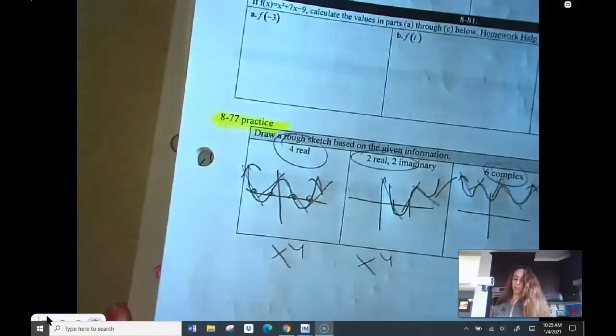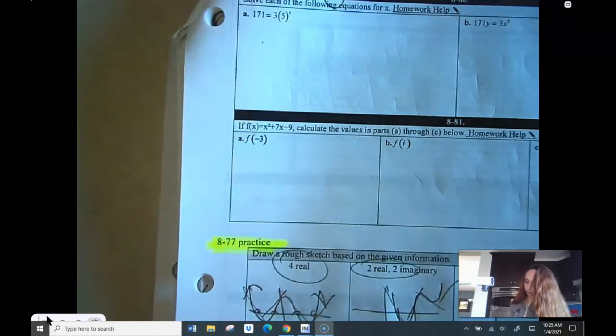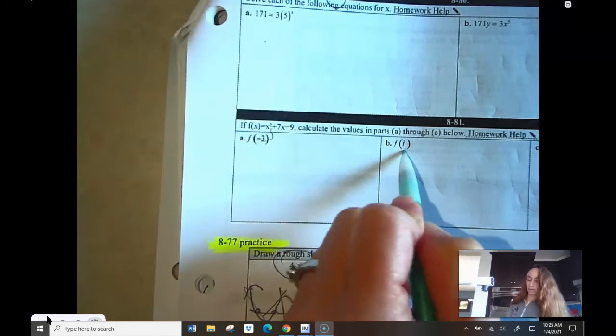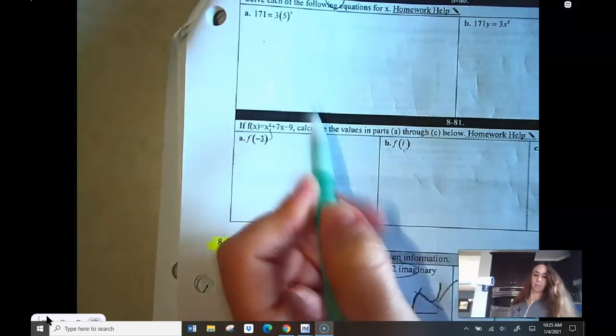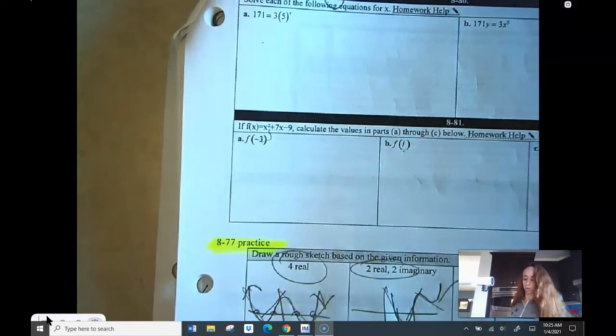This one, solving each of them. Hint, hint, nudge, nudge. You might need to log both sides. This, all they want you to do is plug in negative 3. Then they want you to plug in i. Okay, so remember the rules for imaginary numbers. It seems like this would be something that would be on your quiz. And this is it. That was a shorter lesson.